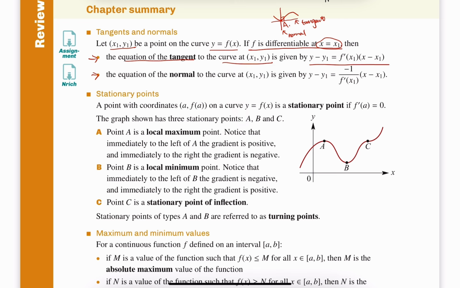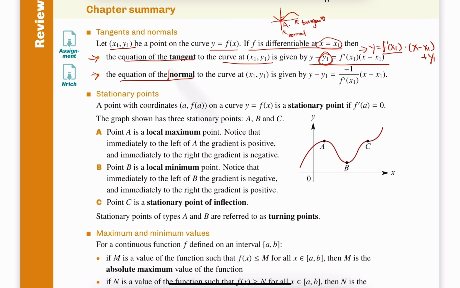Or we can move the y1 to the right hand side. So you can write it as f'(x1), which is the derivative of function f at x1, times (x - x1) plus y1. So you can think of this y1 as a y-axis intercept, and this gives you the equation of the tangent. Okay, what about the normal?